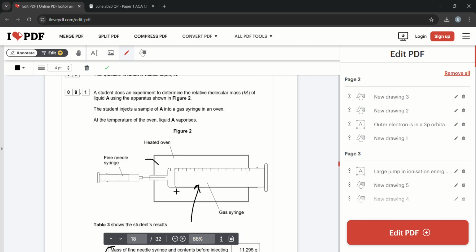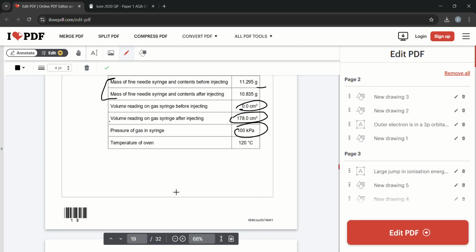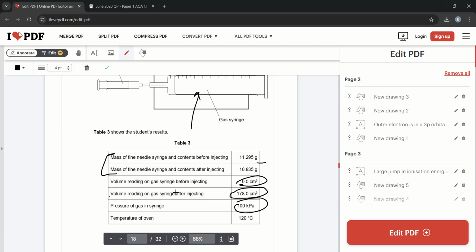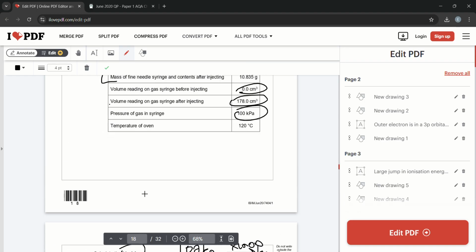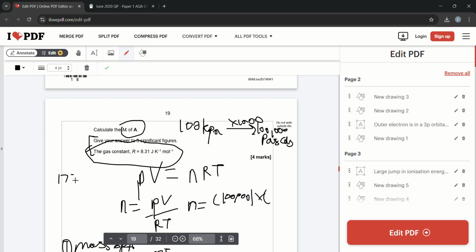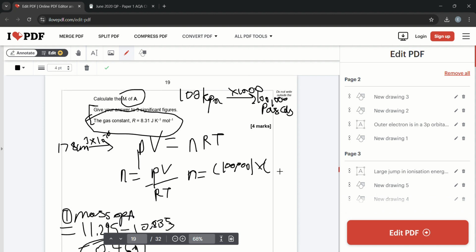Now, we don't want it in centimeters cubed. We want it in meters cubed. So we're not dividing by 1,000, we're dividing by 1,000,000, so times by 10 to the power minus 6. So 178 centimeters cubed becomes 178 times 10 to the power minus 6. I'm not going to work that out, but we're just showing the examiner what we're doing. We want it in meters cubed.